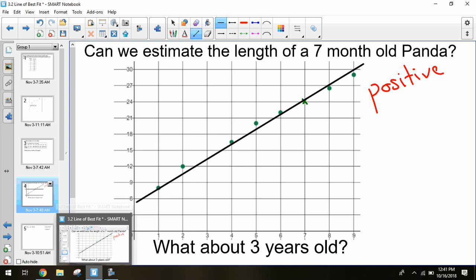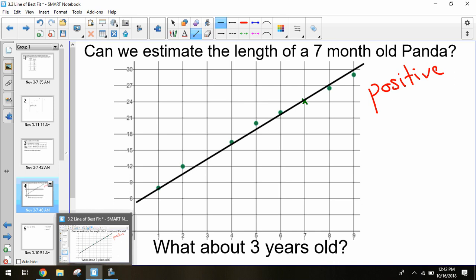So some of the points might be just above your line, some of the points just might be a little bit below your line, but try to do your best and get that line of best fit. It's called a line of best fit, it's not like a perfect line because it's not going to fit everything, it's just going to do the best you can.